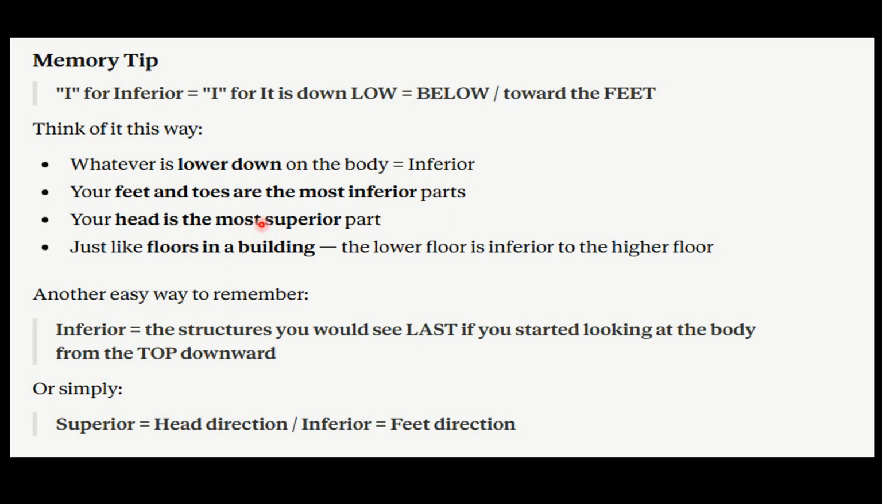You can also relate it to the floors in a building. So the lower floor is the inferior and the higher floor is the superior. Okay, so we can say that inferior means the structure you would see last if you started looking at the body from the top downward. So if you are looking at the body in a downward direction, then the last structure you will see is the most inferior part of the body. Clear? Similarly, superior means head direction and inferior means feet direction.